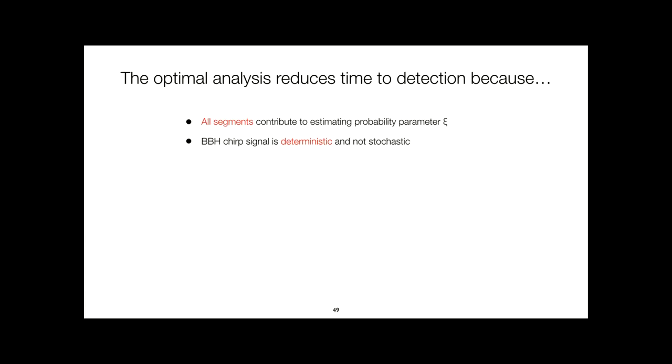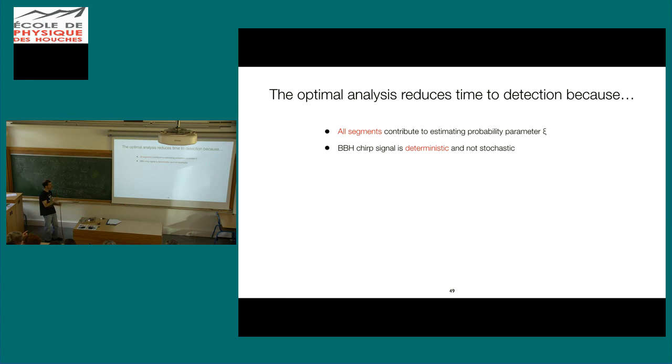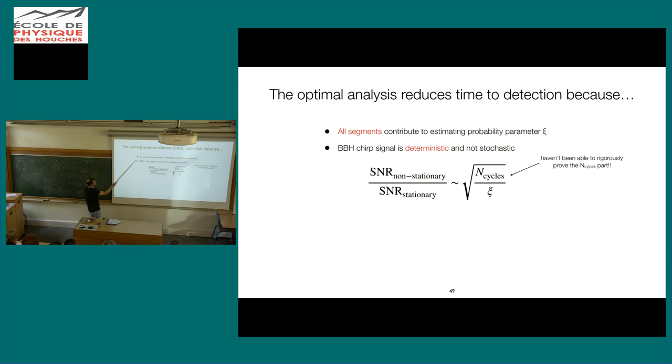The other key distinction is that their analysis is basically a matched filter analysis that takes into account that the signal is a chirp signal, so it's a deterministic analysis for each segment and not a stochastic analysis. You're not just looking for excess correlation, okay? And if you then take these two statements here and convert them into a statement relating the signal-to-noise ratio for the non-stationary analysis relative to the signal-to-noise ratio for the stationary analysis, you get something that scales this way, okay?